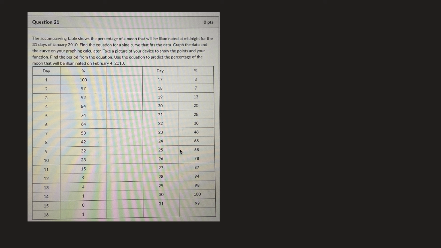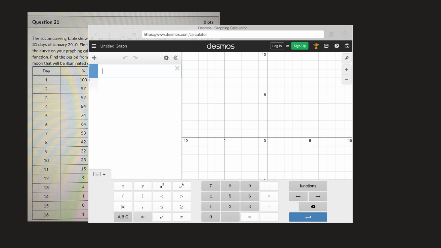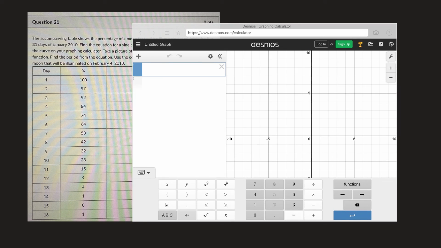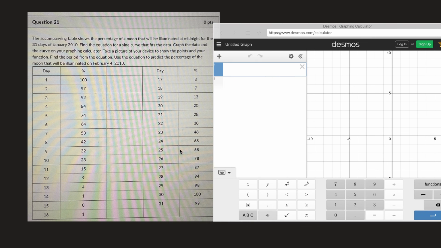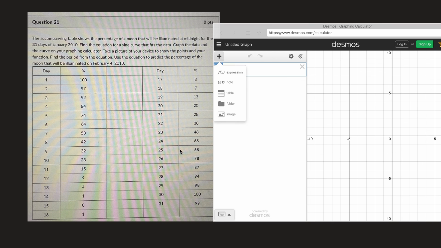Okay, this next question asks you to find the equation of a sine curve that fits the data. Graph the data on your graphing calculator or Desmos and take a picture. We did that when we were doing it online, but you'll have to sketch one for me. But let's do this with Desmos. So let me get my Desmos going. The first thing I'd want to do is get my table data in, so let's add a table.